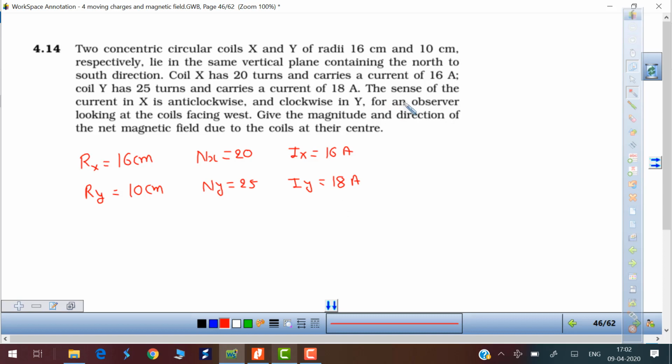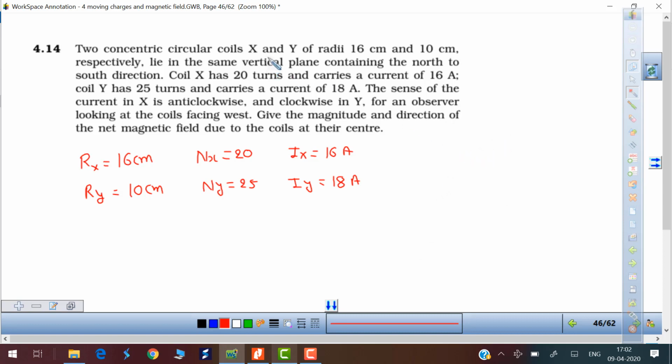The sense of the current in X is anti-clockwise and clockwise in Y, for the observer looking at the coil facing west. This is very important. A person is looking toward the west, so X current is anti-clockwise and in Y it is clockwise. So first I try to draw the picture.